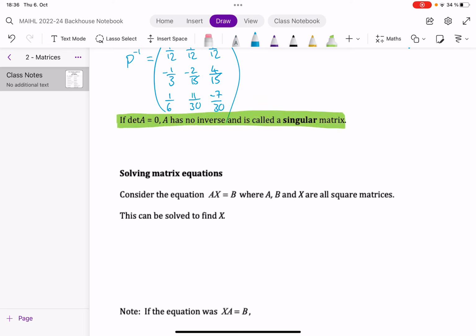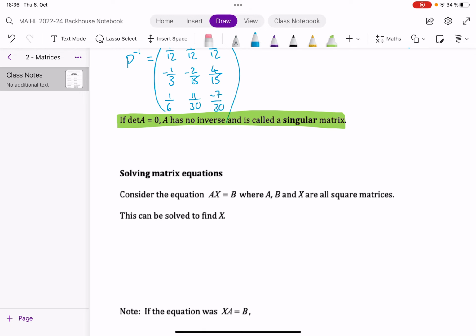In particular, that word singular means the matrix is singular. Or if you're told a matrix is singular, it means it has no inverse, and it also tells you that the determinant is equal to 0. One of those facts that you need to be able to use in both directions.